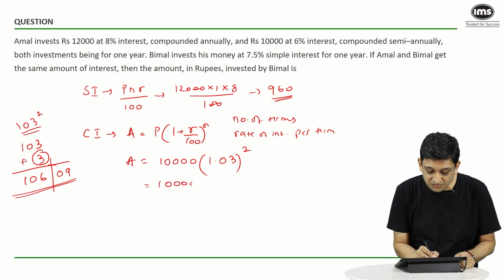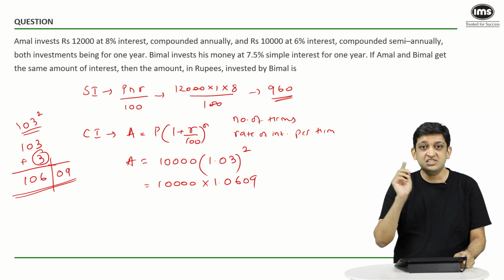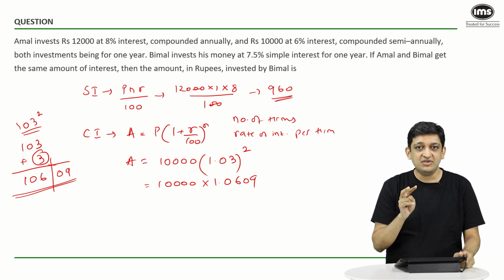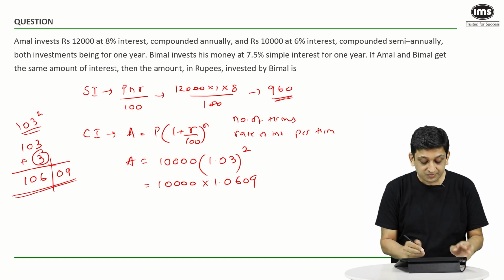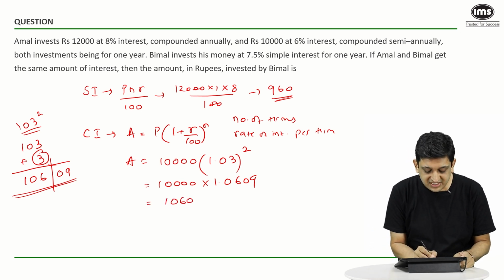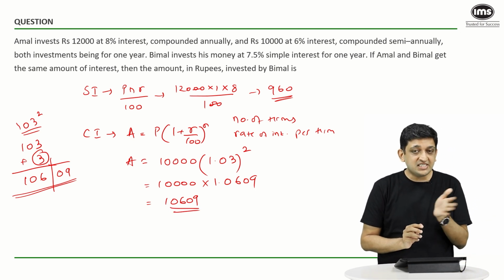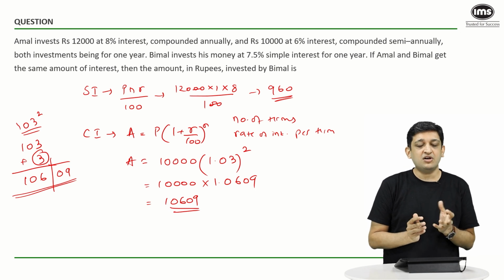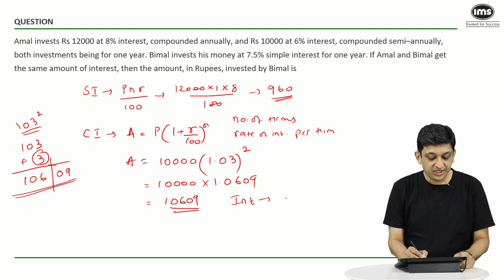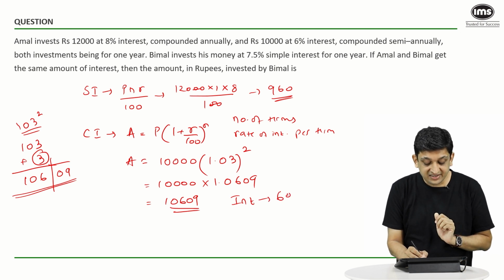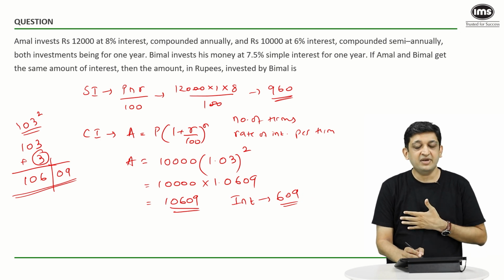So 10,000 is what we are getting here into 1.03 square, which is 1.0609. So 2 digits after the decimal, 2 digits after the decimal again, meaning there should be 4 digits after the decimal. So you are going to get this, which is 10609. Now mind you, this is the amount. If you remove the principal from the amount, only then will you be able to figure out the value of the interest. So the interest in this case is going to be how much? 609. Why? Because 10,000 was my investment. So 609 is my interest.